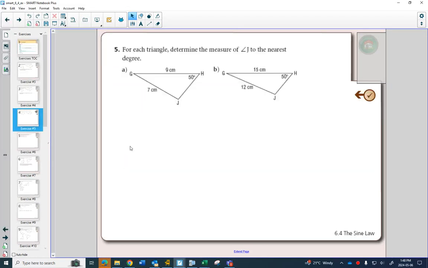So if you look at your question number 5, can you see that the angle here, the side opposite the angle, is less than the adjacent side, but the triangle has been turned, right?